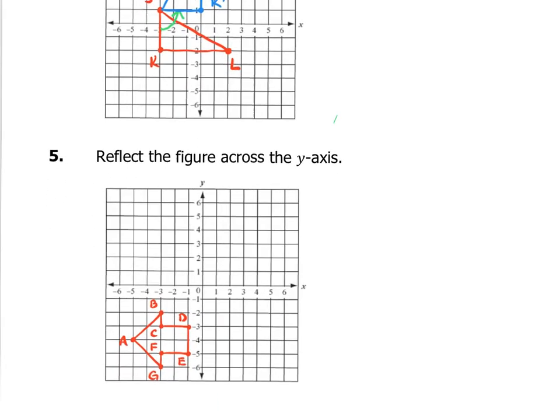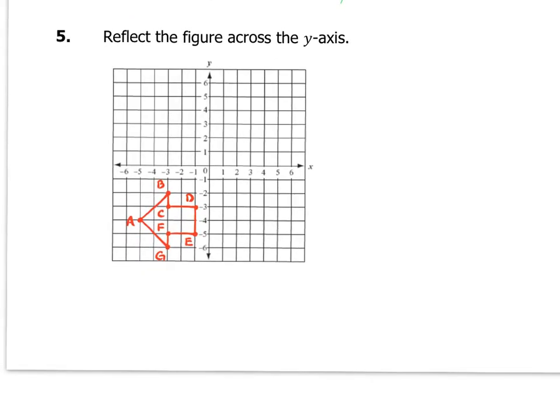Okay, finally, example 5 asks us to do a reflection. It asks us to reflect the figure, which looks like an arrow, across the y-axis. In order to reflect a figure across the y-axis, we just need to imagine that the y-axis is a mirror, and we need to think about what the reflection would be on the other side.